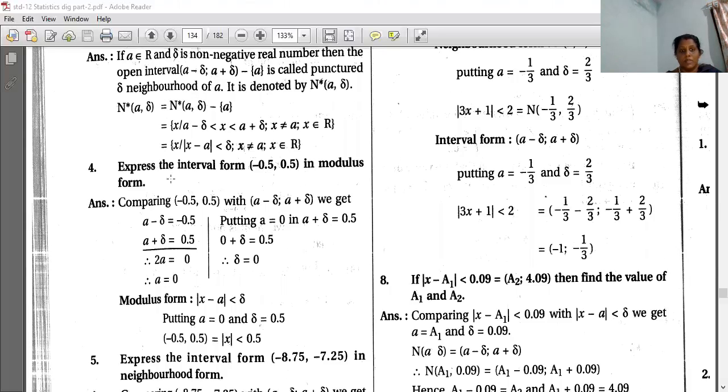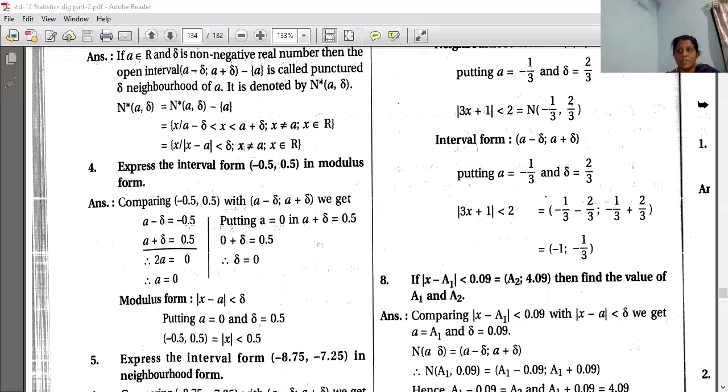Then the next question comes: express the interval form in modulus form. The interval given is (minus 0.5, plus 0.5), and you have to write it in modulus form. Whenever this is given, it is in interval form. Even if the question does not mention interval form, you have to consider this as an interval form only, right? So here A minus delta is minus 0.5 and A plus delta is 0.5.